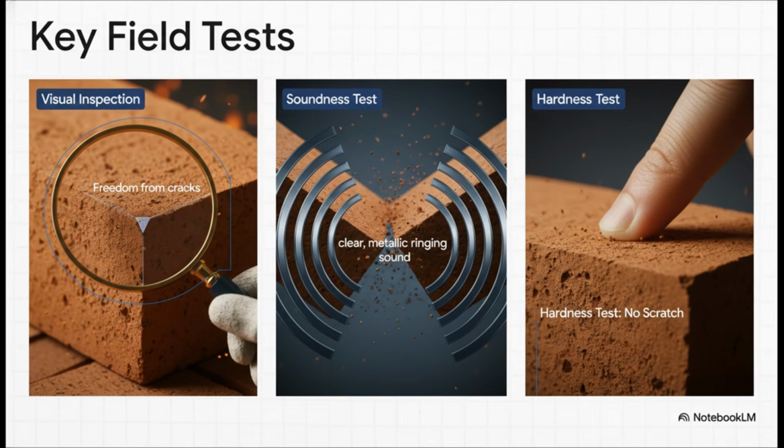First, a visual inspection. Are they uniform in shape? Do they have sharp, clean edges? Any visible cracks? Next, a soundness test. You take 2 bricks and strike them together. You want to hear a clear metallic ringing sound. A dull thud is a bad sign. It means they weren't fired properly. And finally, a simple hardness test. You try to scratch the surface with your fingernail. If it leaves a mark, the brick is too soft. These simple checks give you a really good first impression of the batch's quality.